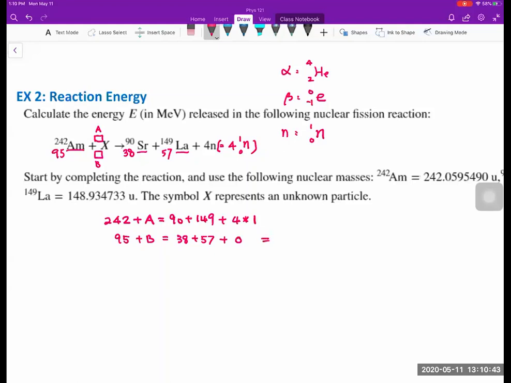Okay, so now you can solve those two equations to find out what A and B are. Let's see B first: 95, 95, this is a 0. So B is 0. What about A? A is 242 minus 90, minus 149, minus 4. That is 1.